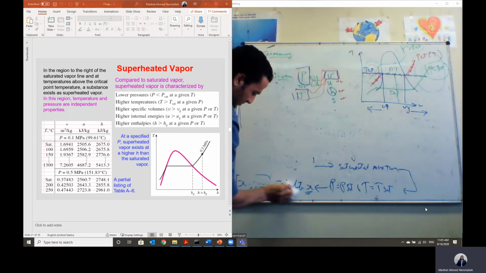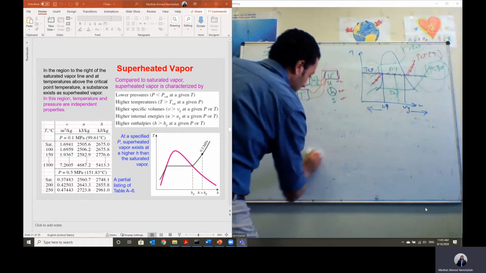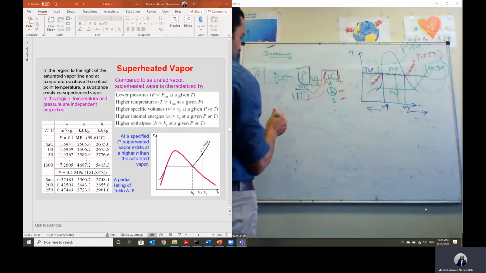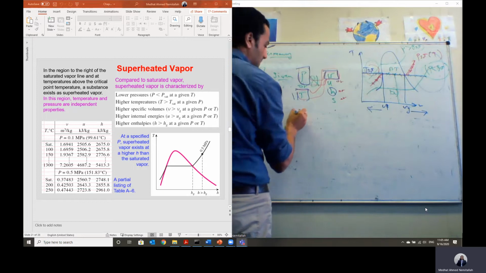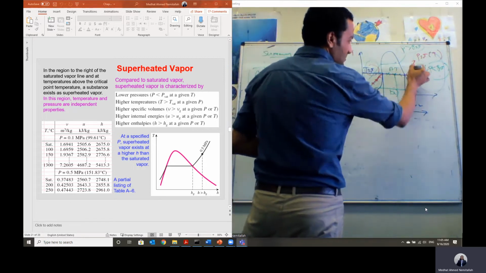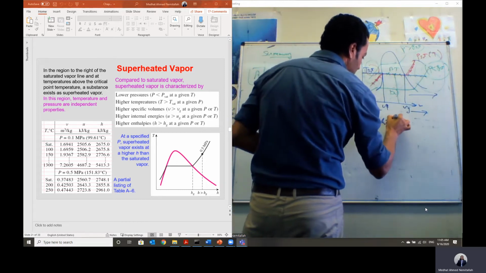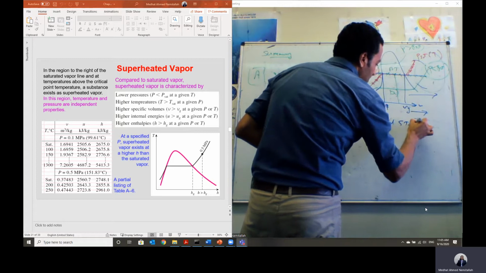Right. This is step number 2. In this case, if we found that the given specific volume is greater than V gas, V is greater than V gas, that means we are in the superheated zone. So the state of the steam is superheated steam.